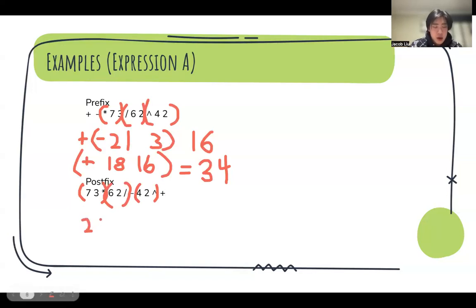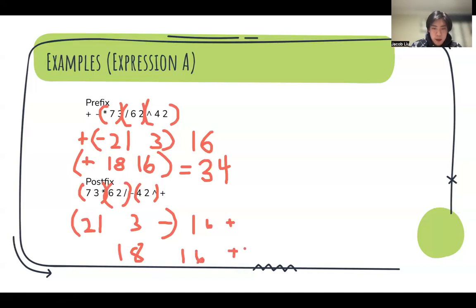We have 21, and we rewrite the equation with our new numbers: 3 minus 16 plus. And then again, this minus has two numbers directly in front of it. So 18, 16, plus. This plus has two numbers right before it. And 18 plus 16 is, again, 34.